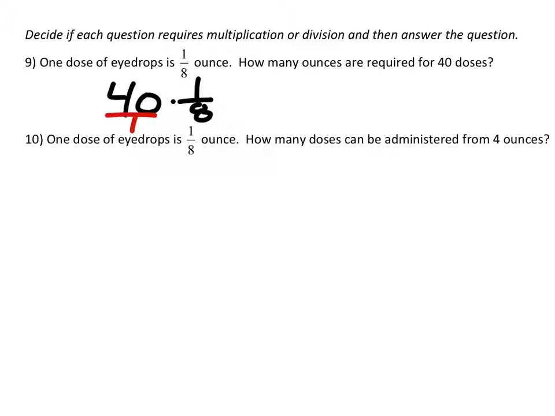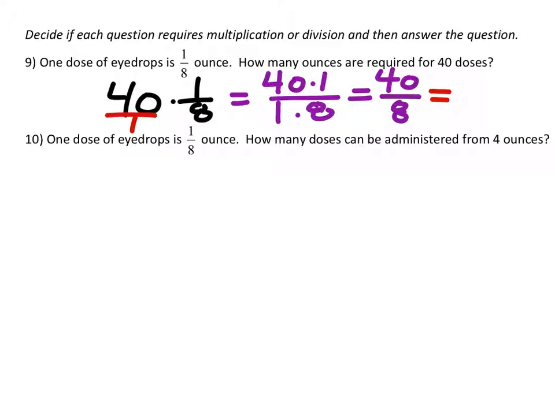And again, we'll make that 40 over 1. So multiplying, I got 40 times 1 divided by 1 times 8, which would be 40 divided by 8. As it turns out, that's an even number. So 40 divided by 8 is 5. And to label it, that's 5 ounces.